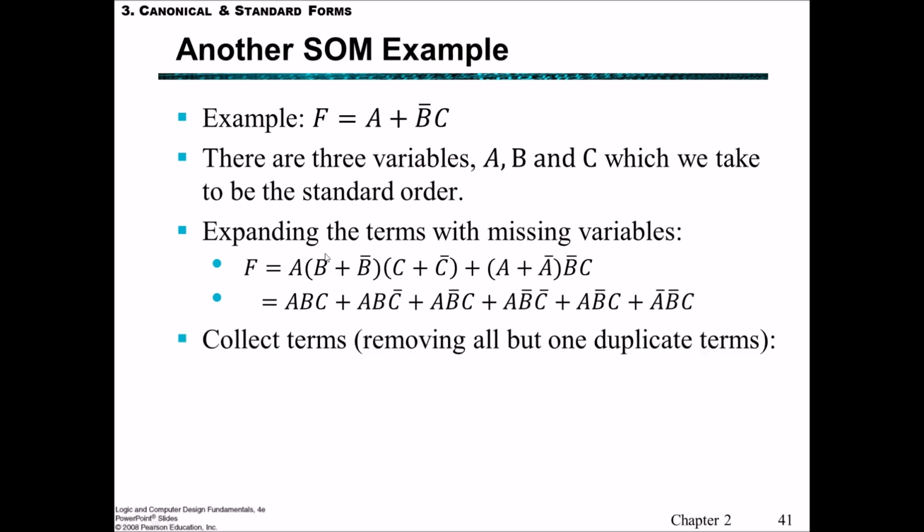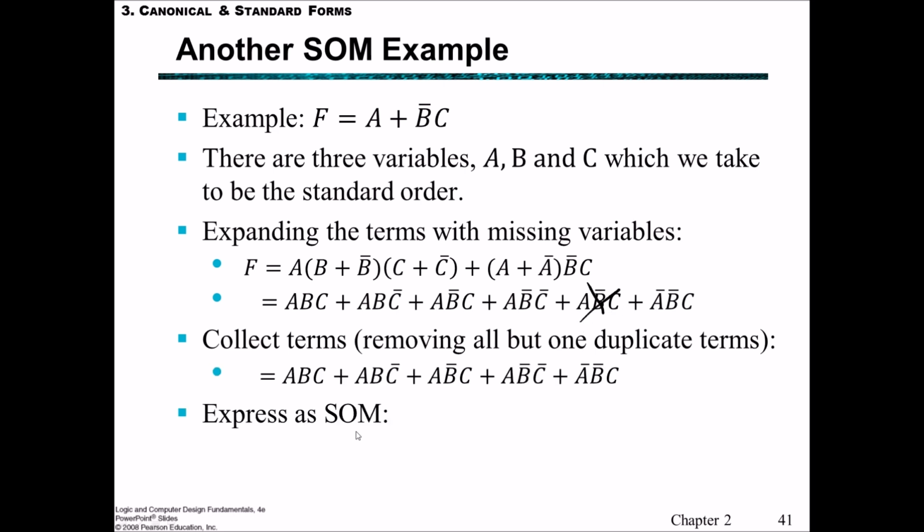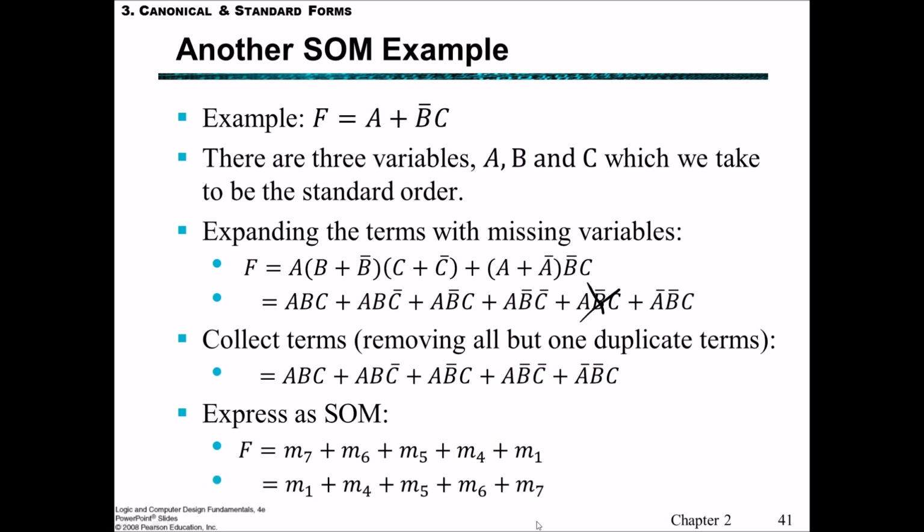Then we remove the one duplicate term, which is the A, not B, and C, and express them as a sum of minterms. The 7th minterm, we have the 6th minterm, we have the 5th minterm, we have the 4th minterm, and we have the 1st minterm. We need to write it in the correct order, and that is from 1 through to the highest. It looks like this: minterm 1, 4, 5, 6, and 7.